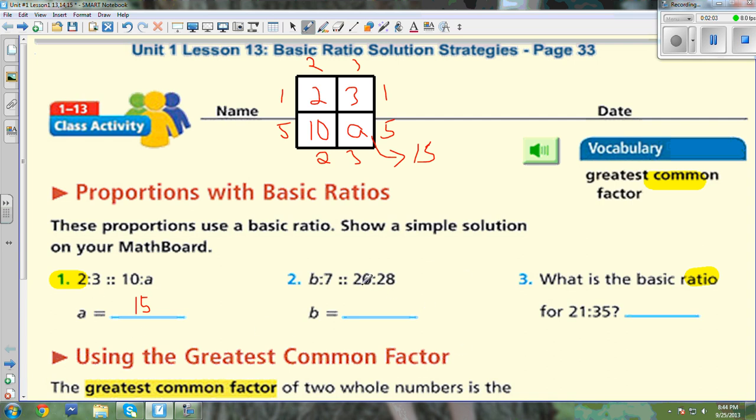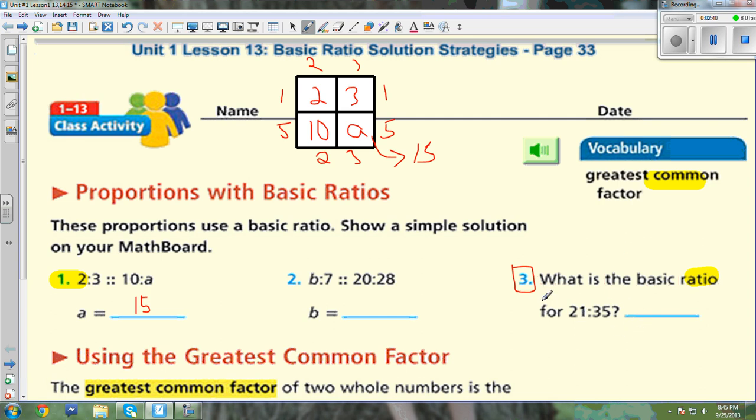B is done the exact way, but now let's look at number 3. It says, what is the basic ratio for 21 to 35? So now it wants you to take 21 to 35 and really simplify it. What factor will go into 21 that will also go into 35? And hopefully you look at the 21 and you think of all the factors like 1 and 21 and 3 and 7 and so on. And hopefully you look at all the factors of 35 like 1 and 35 and 5 and 7. And hopefully you heard 7.